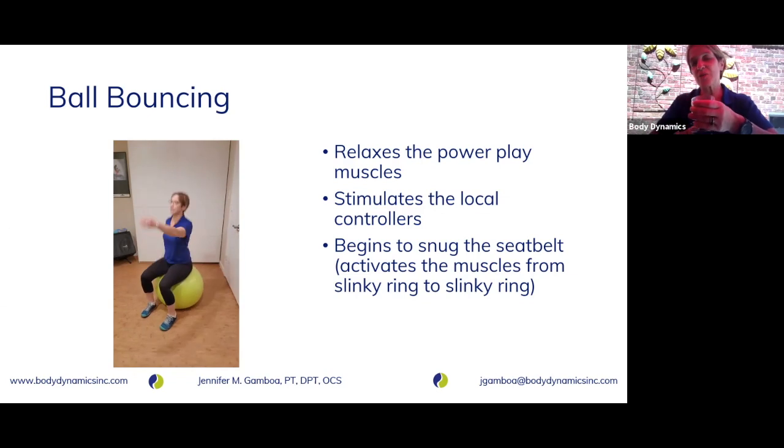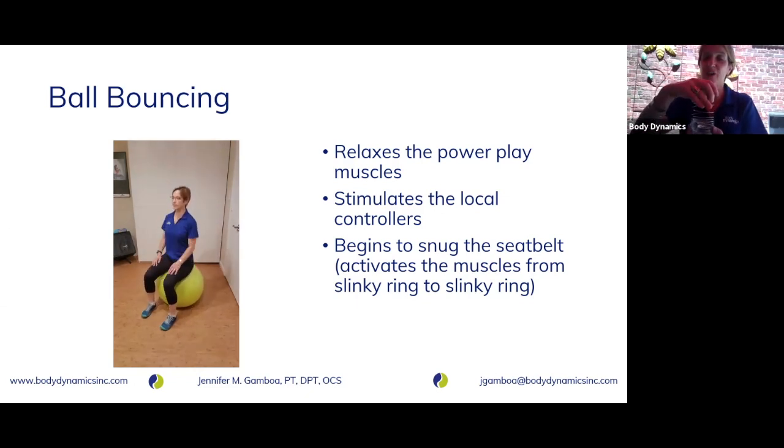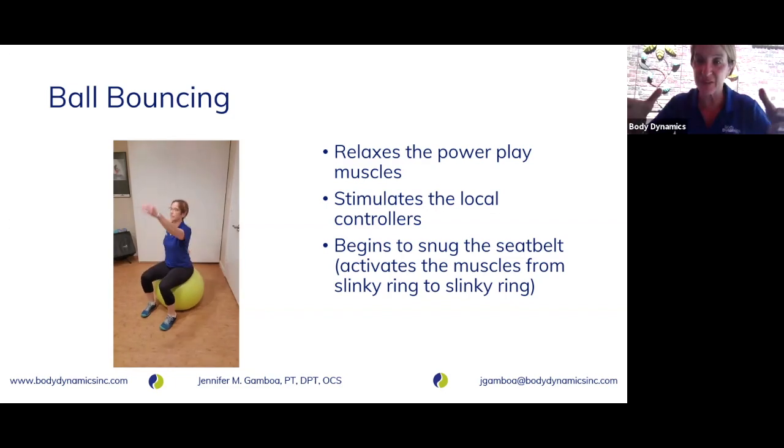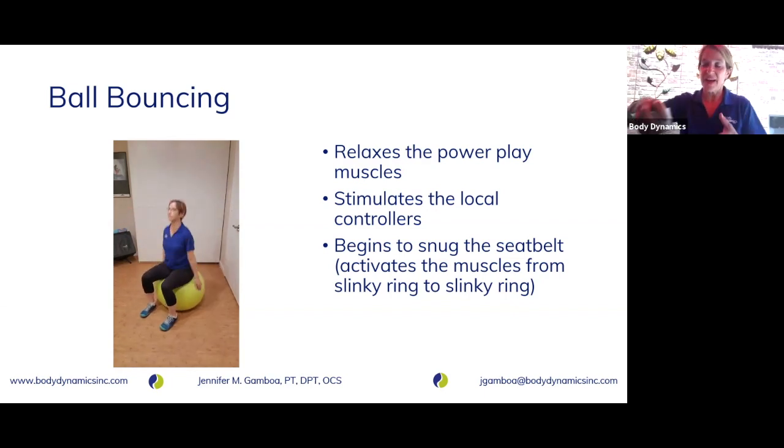So the ball bouncing is powerful because it stimulates the local controllers, the muscles that go slinky ring to slinky ring, and it deactivates or causes the big power play muscles to start to shut off. And so that's the first stage for starting to create a snugger seat belt at the appropriate level. And you can see the variations here where you can just bounce, you can add some arm movement in, for variety really.